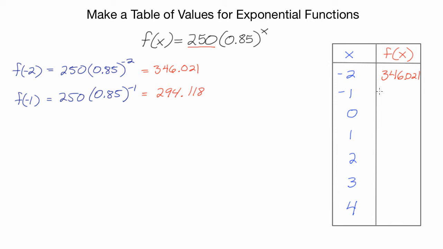So my input value on my table, if I input -1, I get 294.118 back for my output. And we are slowly filling out the table. This makes a little more sense now. So again, thinking about my pattern, as I increase from -2 to -1, as I increase 1 for x, that's an extra time where I'm multiplying by 0.85. So it makes sense that I'm decreasing right here. 346.021 times 0.85 should get me the 294.118. All right, let's keep moving along here.